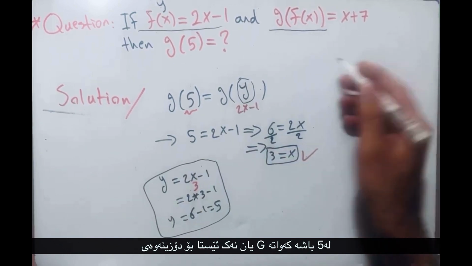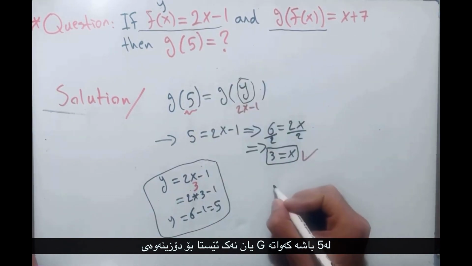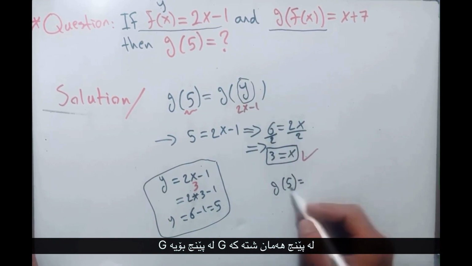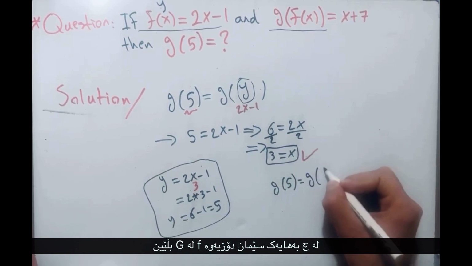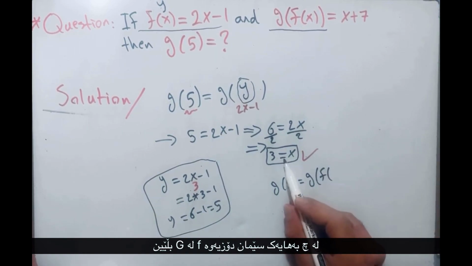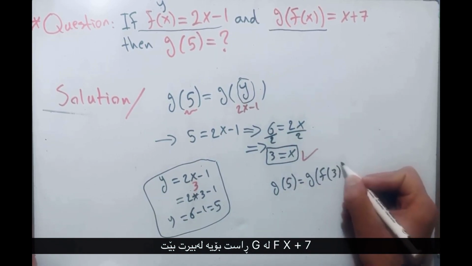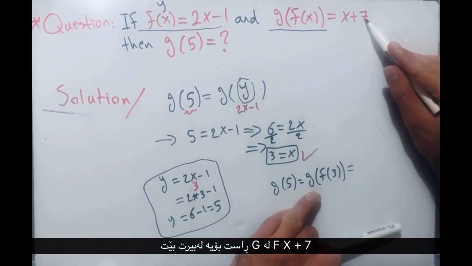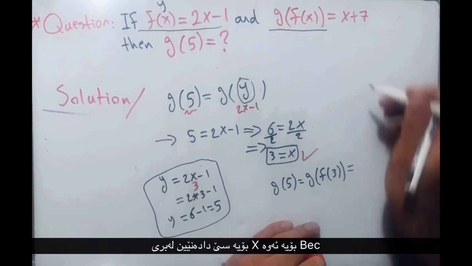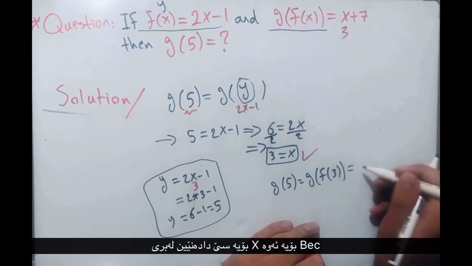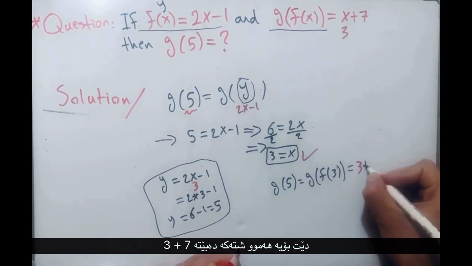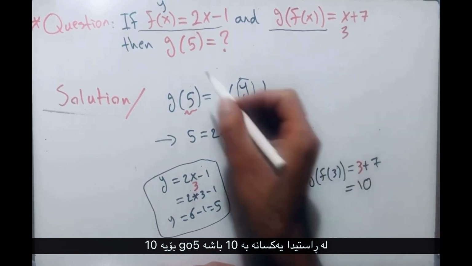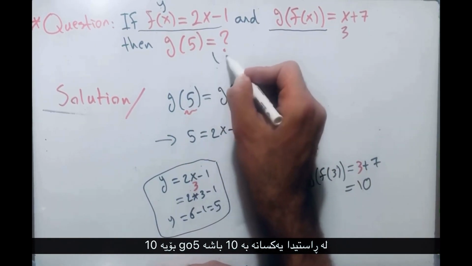Now, to find g of 5. g of 5 is the same as saying g of f of, what value did we find? 3, right? Remember, g of f is x plus 7. So we put 3 instead of x. So it becomes 3 plus 7. So the whole thing becomes 10. So g of 5 is actually equal to 10.